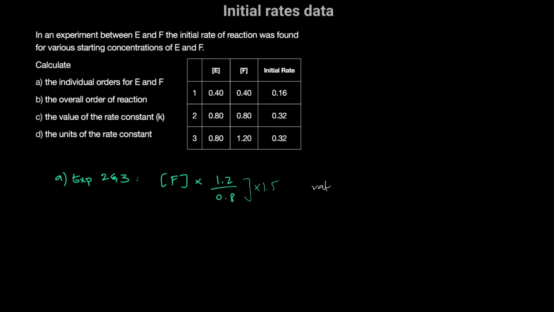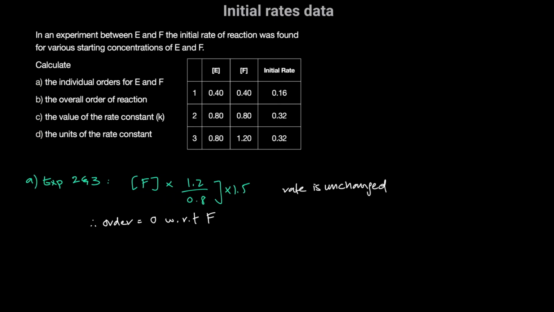The rate is unchanged. It remains the same. So changing the concentration of F has no effect on the rate here. Therefore, it is order 0 with respect to F, because changing the concentration of F has no effect on the rate.